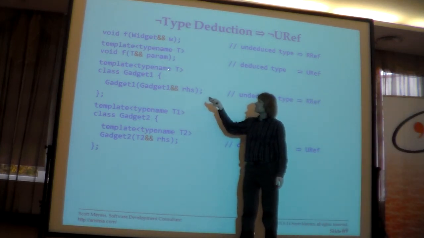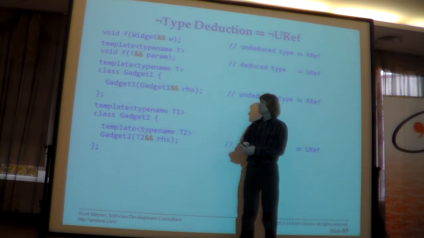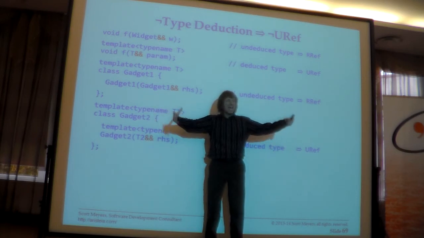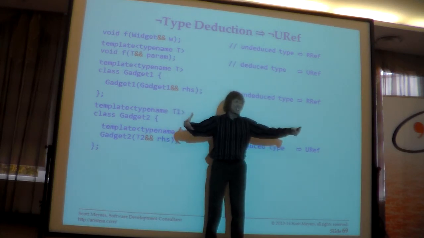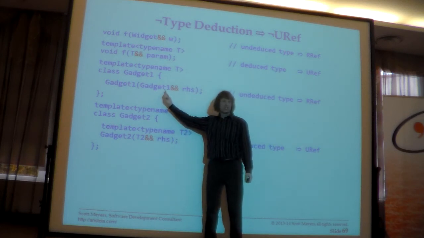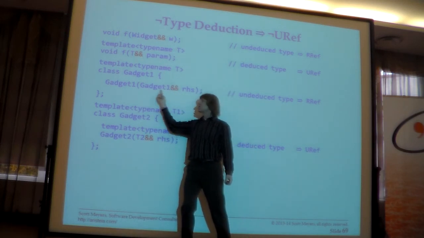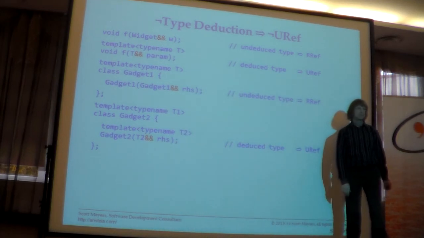I have a templatized class gadget1, and it takes as its constructor argument a gadget1 ref. Now, there's no type deduction going on here. If I'm in the class gadget1 of int, this type is gadget1 of int. If I'm in the type gadget1 of widget, this is gadget1 of widget. There's no type deduction going on here. Yes, there's a template. Yes, there's a ref, but this is not a deduced type. As a result, this is an R-value reference.